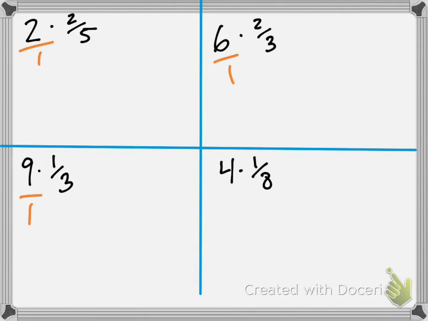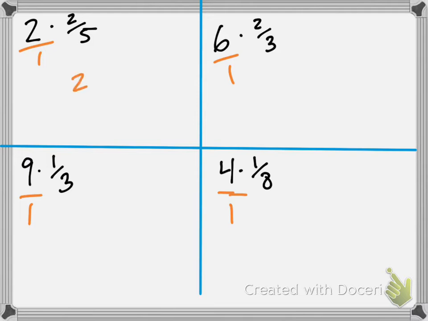And then Pearson, what is 4 as a fraction? No, 4 as a fraction is 4 over 1. Here, we're going to multiply.